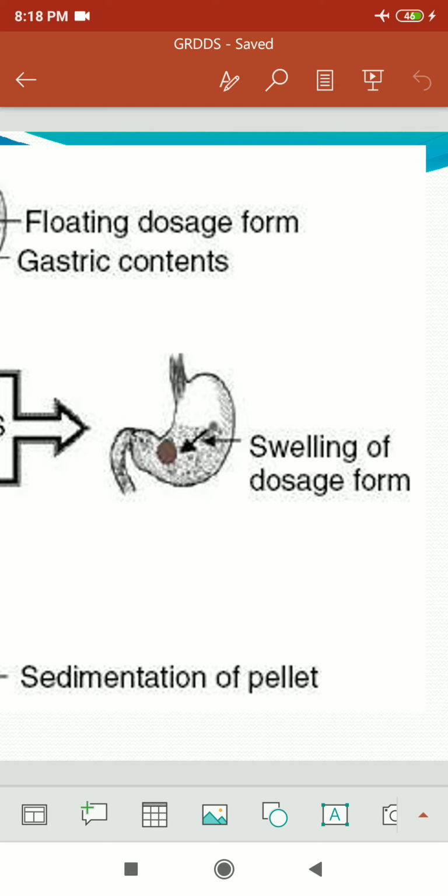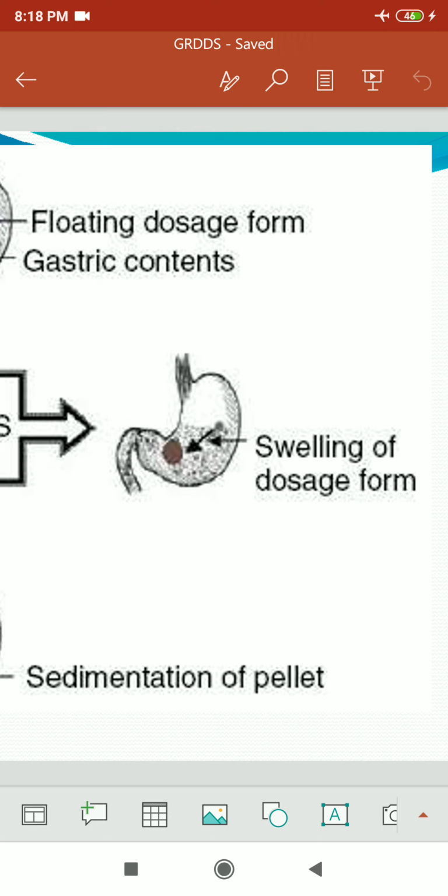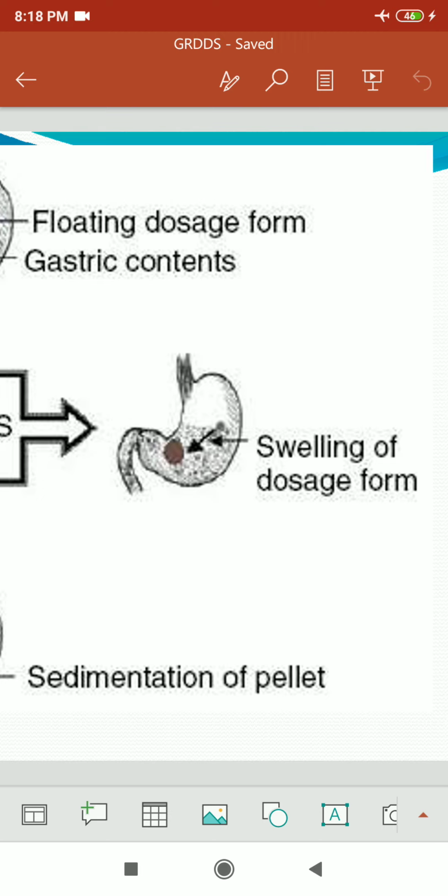Here, after completing the stomach part, there is one narrow structure which connects the stomach and the small intestine. That is known as the pyloric sphincter. Now this pyloric sphincter has a limited diameter, but when we introduce our device into the stomach, the device swells when it comes in contact with gastric fluid. Due to that swelling, it increases in size, and due to the increased size, it does not pass through that pyloric sphincter.